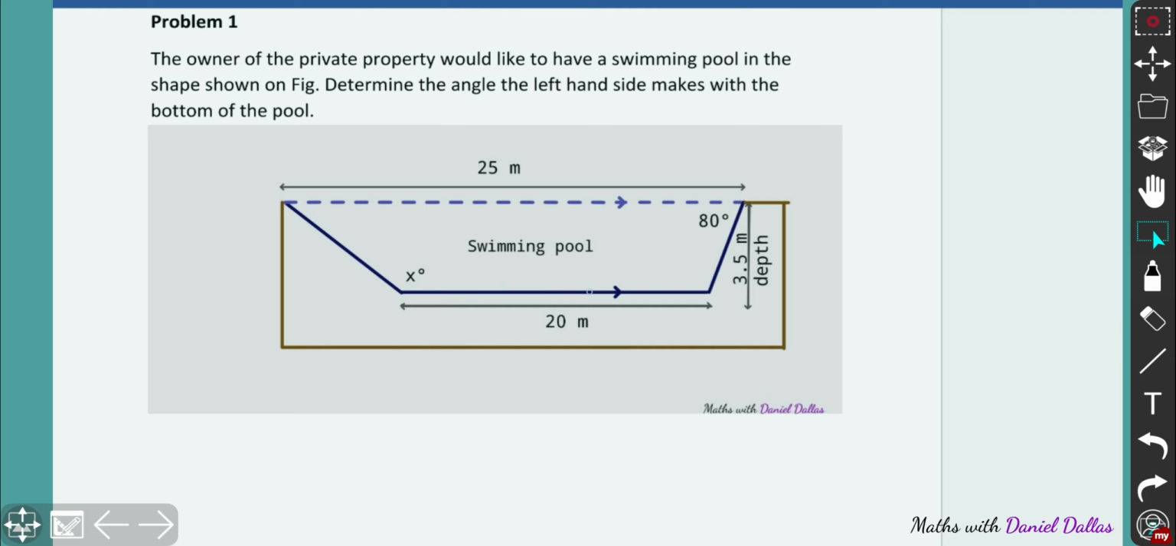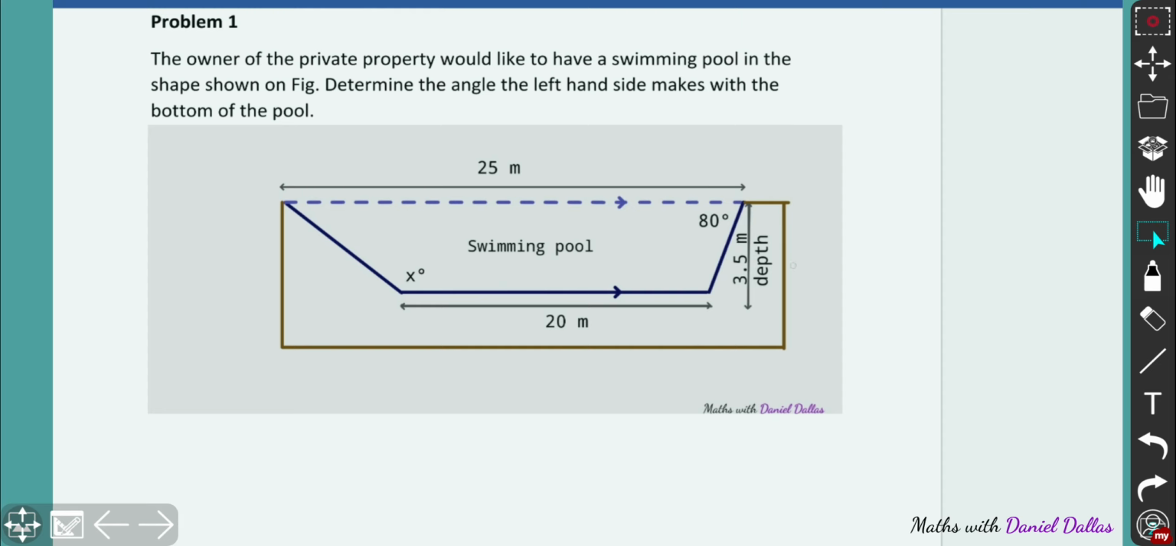Because you have two parallel segments indicated with those two small arrows, that means you have a trapezium. Two opposite sides are parallel, so that's why we have a trapezium. We've determined the shape. Now we need to determine the angle the left hand side makes with the bottom of the pool, this angle marked as x.